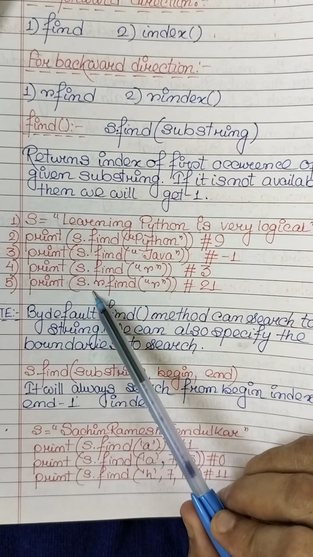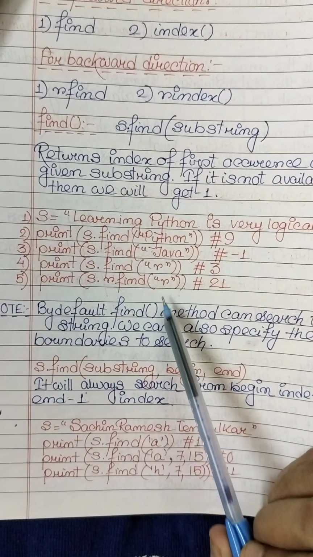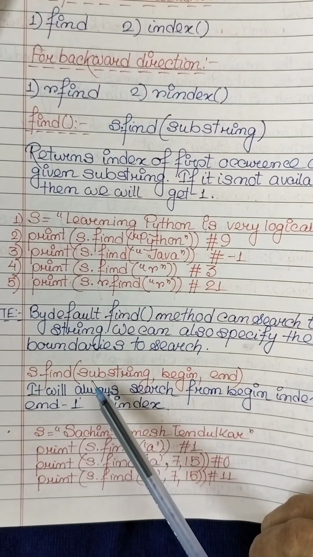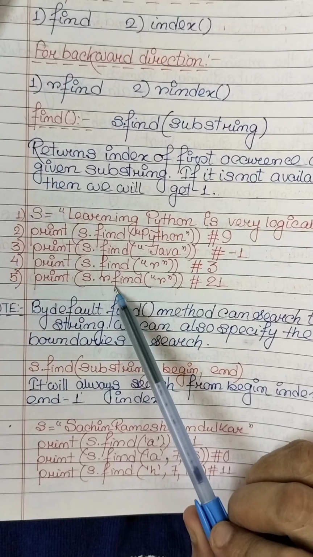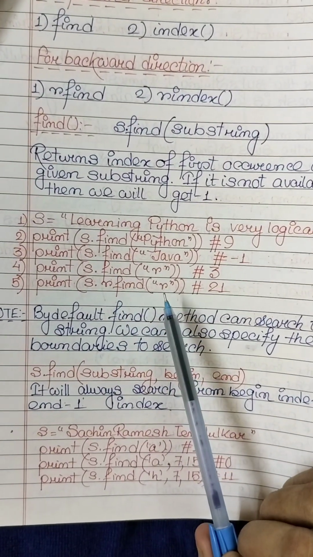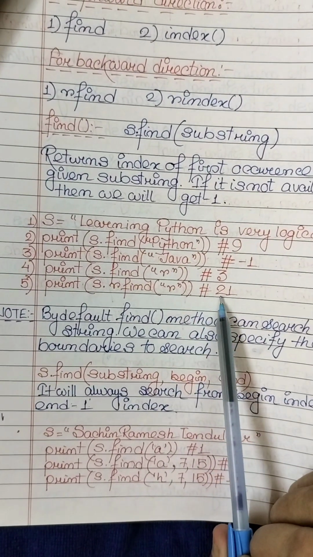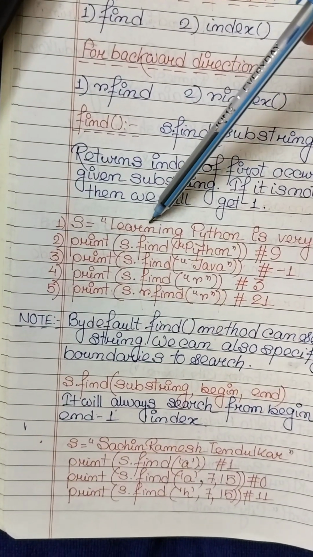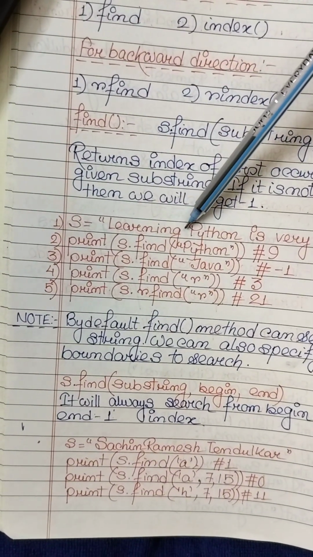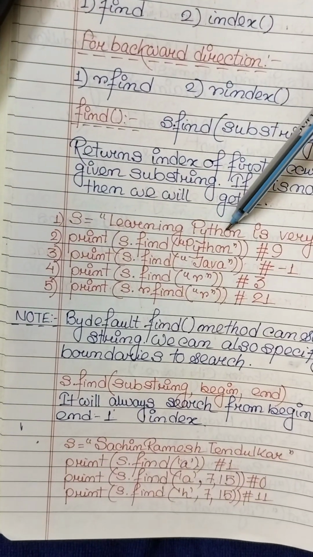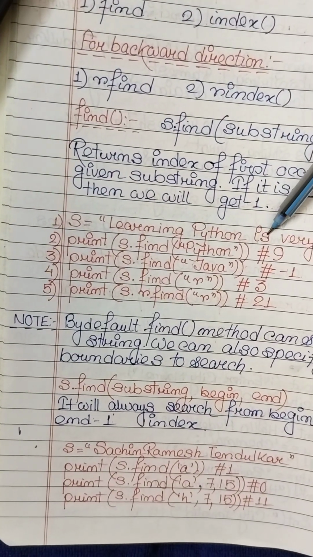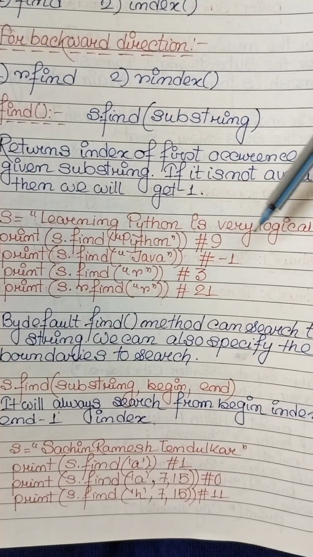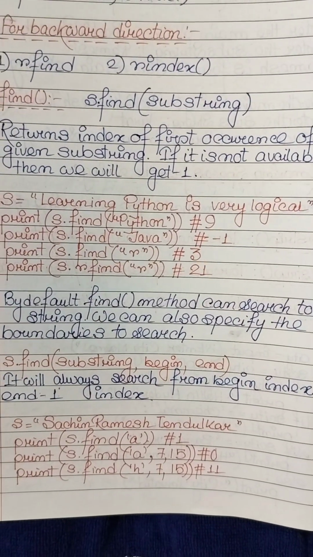Print s dot rfind r. Okay, rfind r. So we will find it is in the 21 position. Next, start 0, 1, 2, 3, 4, 5, 6, 7, 8, 9, 10, 11, 12, 13, 14, 15, 16, 17, 18, 19, 20, 21. The next r is in the 21 position.